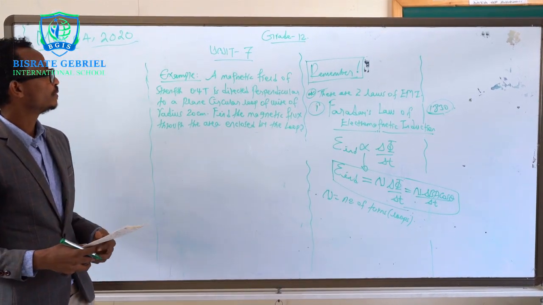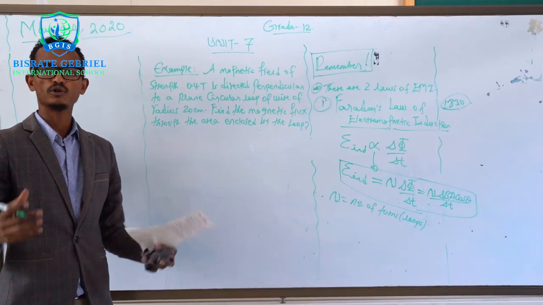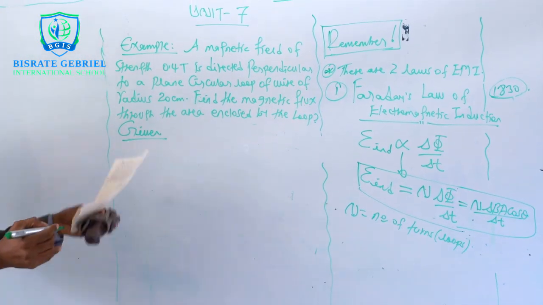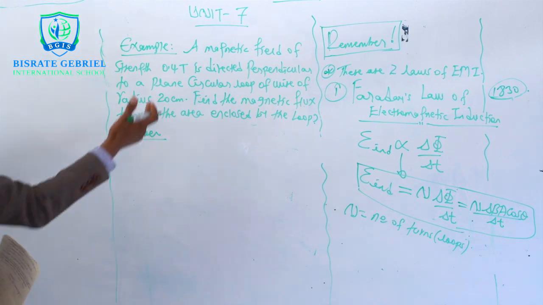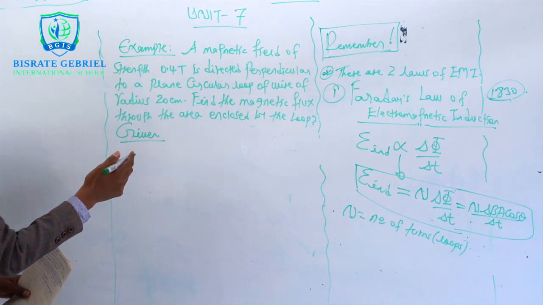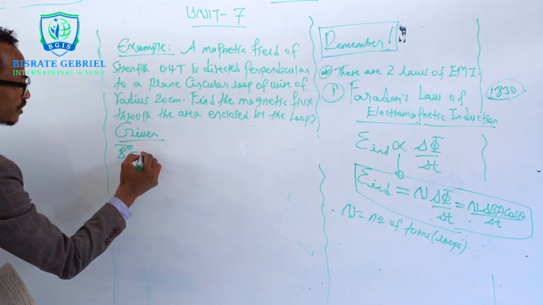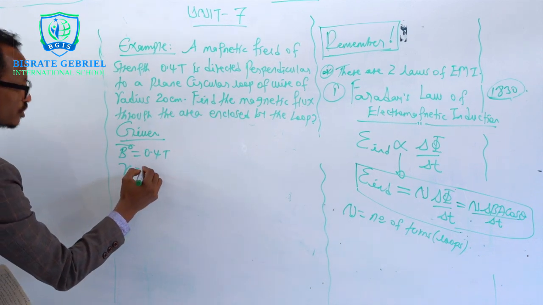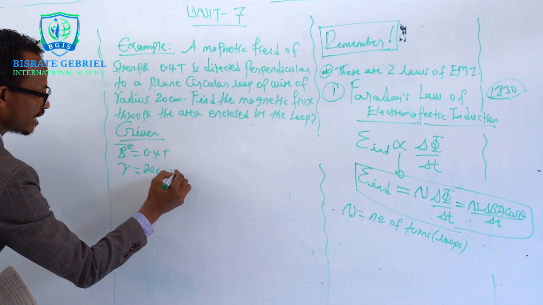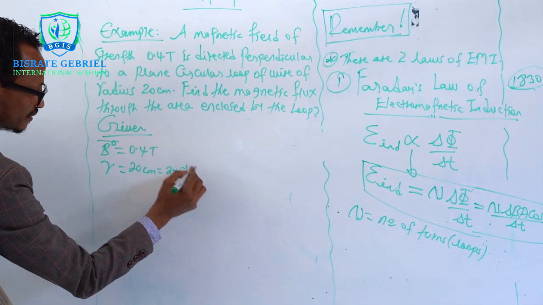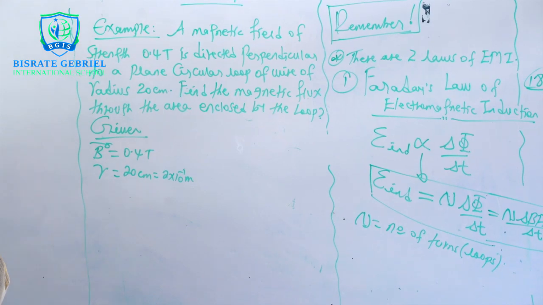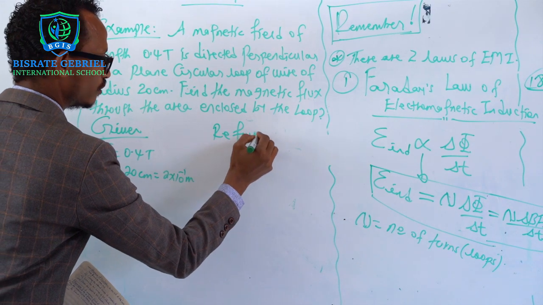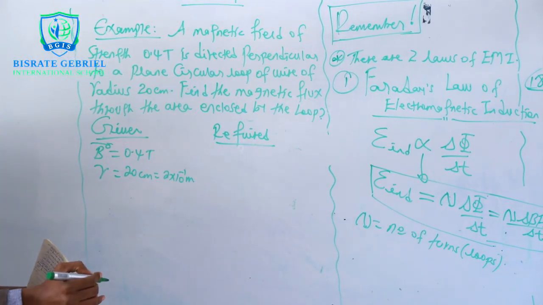To solve this problem, we have to follow the usual procedure. First we pick out the given quantities. Here we have the magnetic field strength B equal to 0.4 Tesla, and the radius R equal to 20 centimeter, or 2 times 10 to the power of minus 1 meter. The required physical quantity is the magnetic flux.